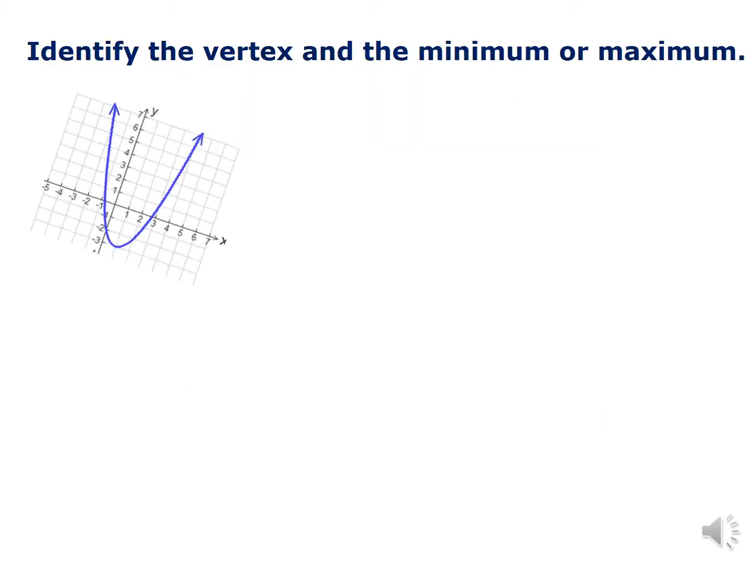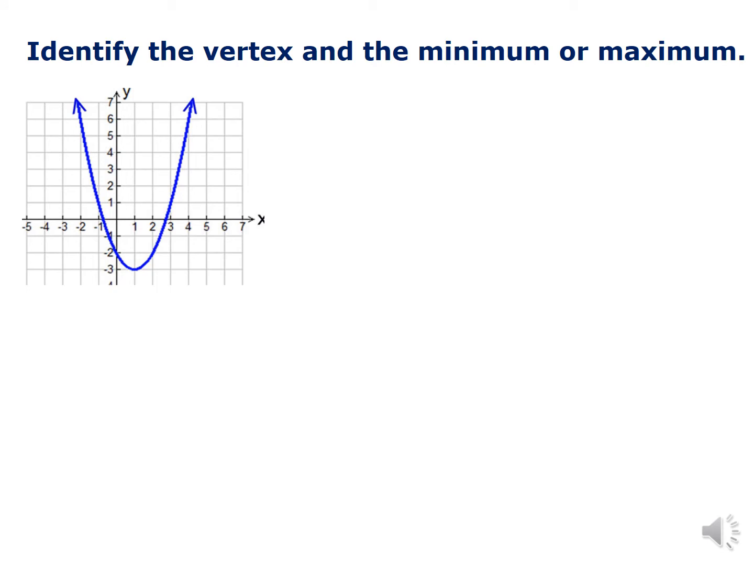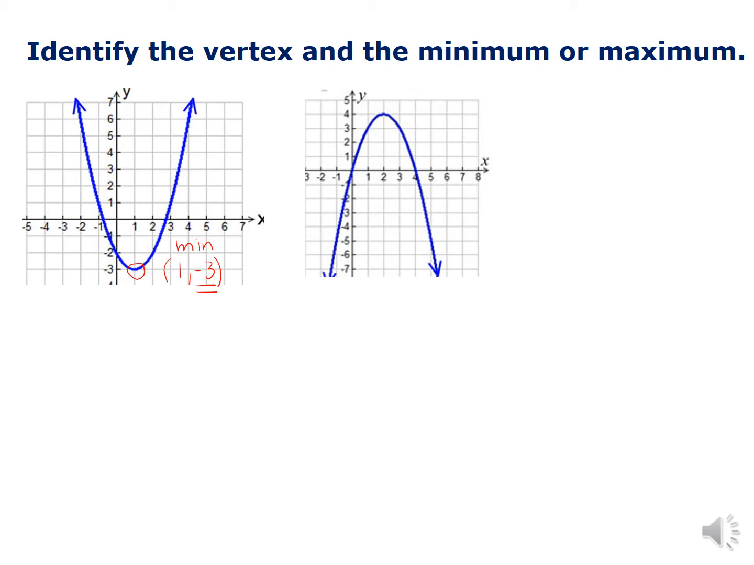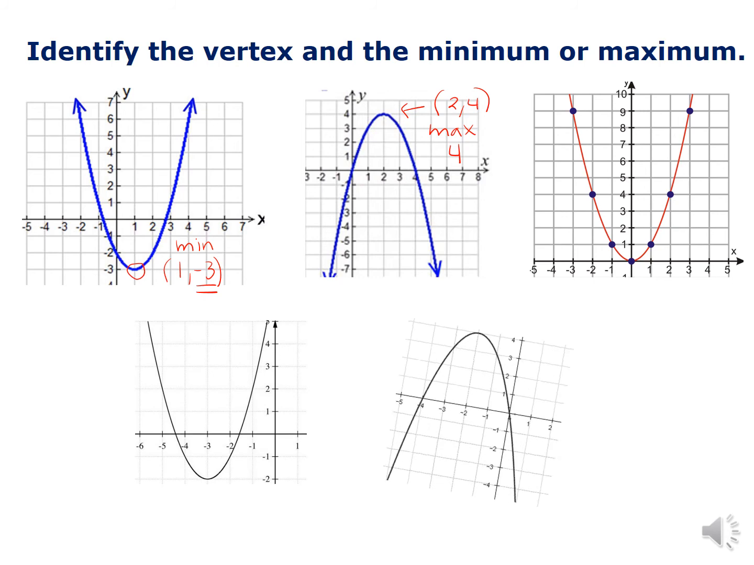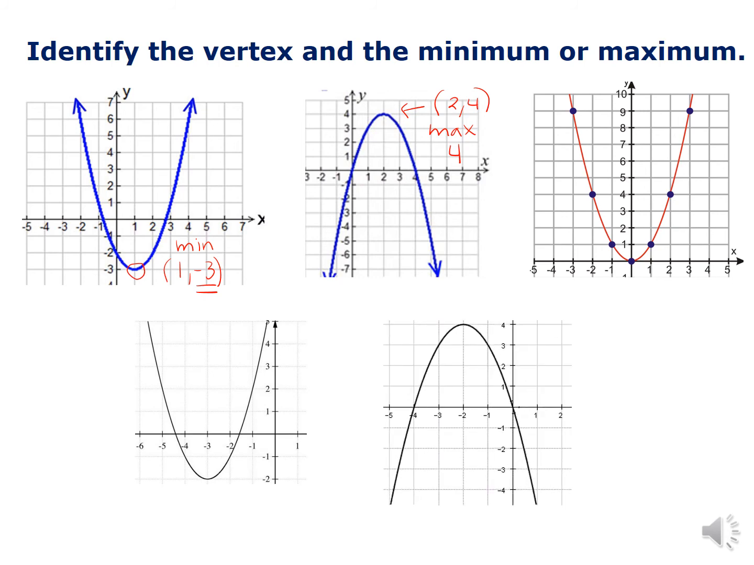So here are some graphs we're going to identify. First thing I'm going to do, there's my vertex at (1, -3), and that is a minimum of -3. Then I look at this one, and I can tell right away that it's a maximum. My vertex is (2, 4), so my maximum is 4. Okay, so I'm going to let you guys go ahead and do these, see how you do, and then I'll go over them with you.